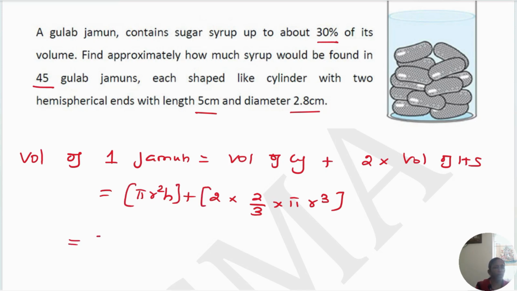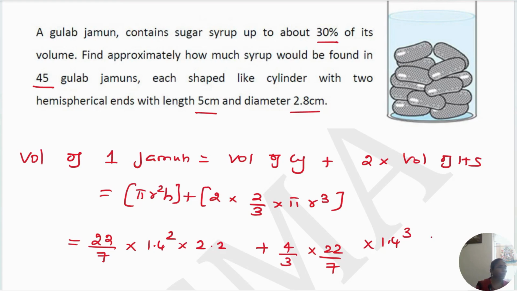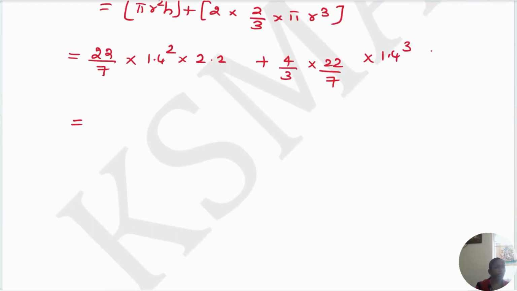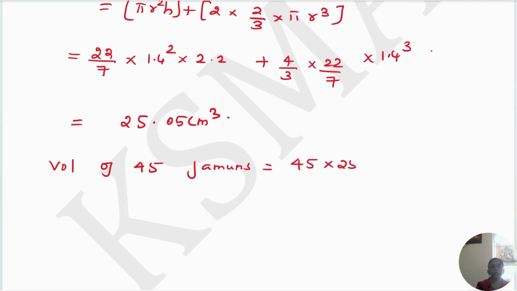Now substitute your corresponding values. Here it is 1.4 cube. So look, cancel these items and find your simplified answer. That will be 25.05 centimeter cube. And the volume of 45 gulab jamuns is 45 times this, in centimeter cube.